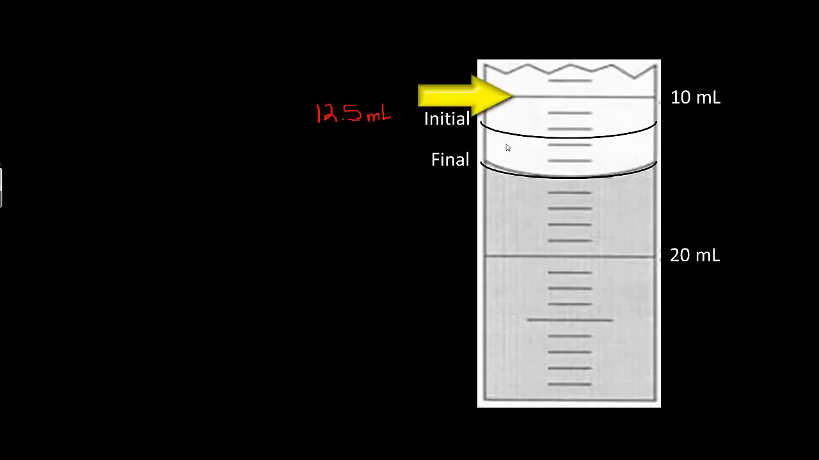Milliliter. The final volume is 10, 11, 12, 13, 14, 15. It is directly on the 15 milliliter line, but I can't leave it at 15. I always have to estimate, and since it's on the line, I'm going to estimate that the last digit is a zero.